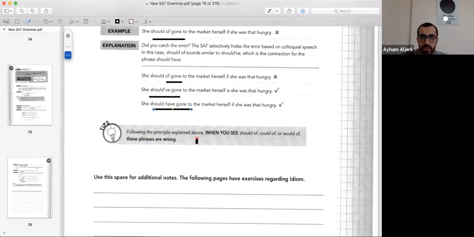Following the principle explained above, when you see "should of," "could of," or "would of," they are wrong. Because we have "should have," "could have," and "would have." The pronunciation is just "of," but we shouldn't say "of," the preposition. We should say "have."